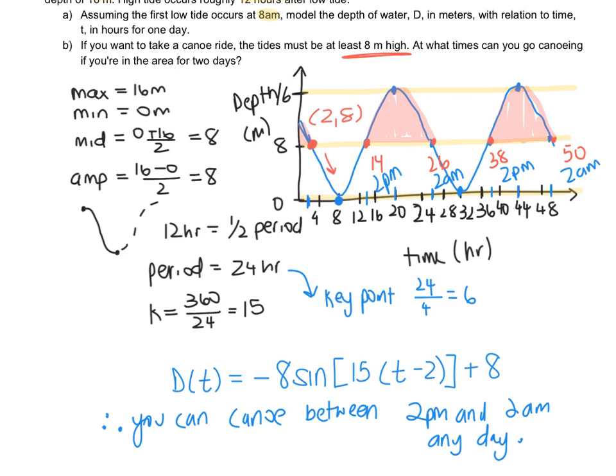And for this scenario specifically, because I gave you that 8 meters, which is the midline, you are able to just use your sketch. If, however, I had given you a point that was not your max, min, or midline, you would have to use the equation and actually solve. But we'll do that in another example. So let's move on.